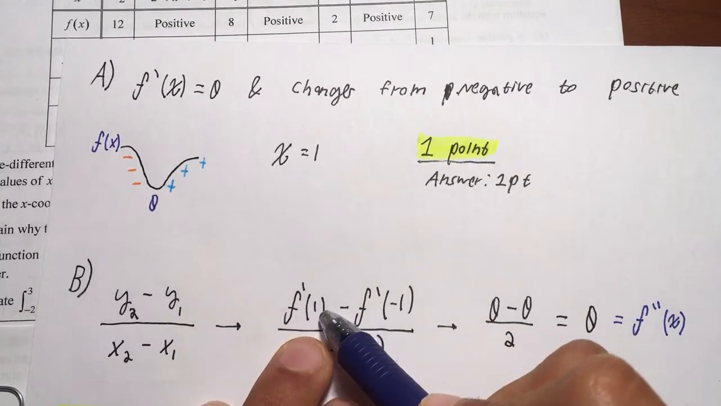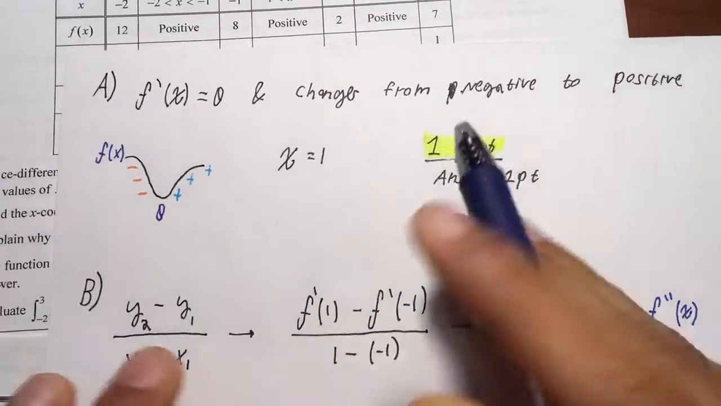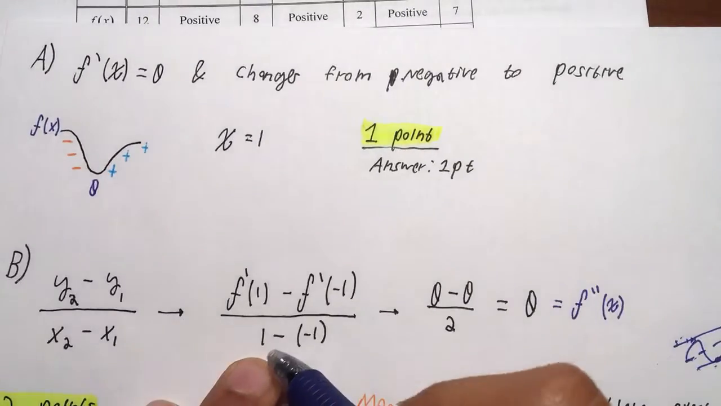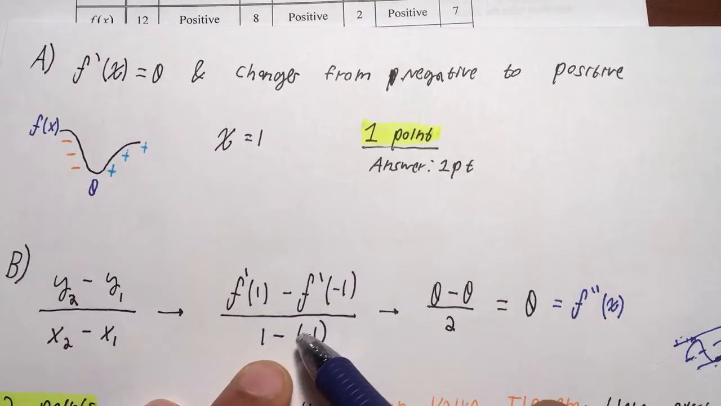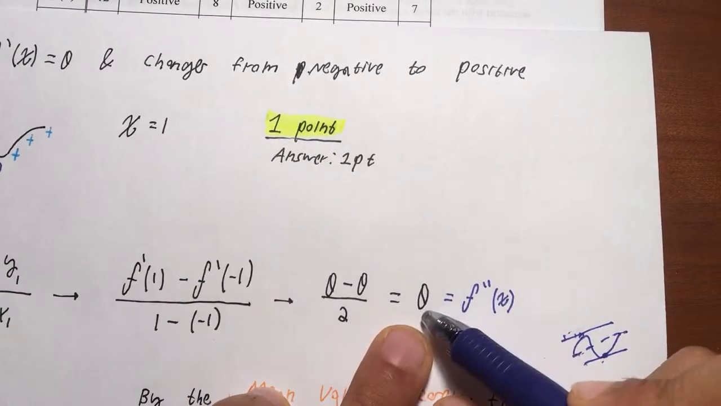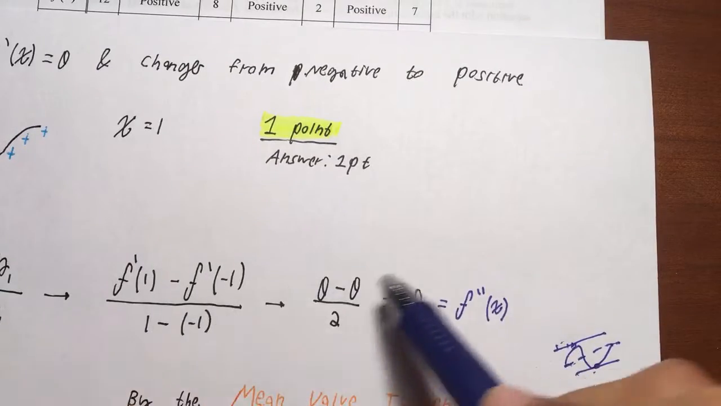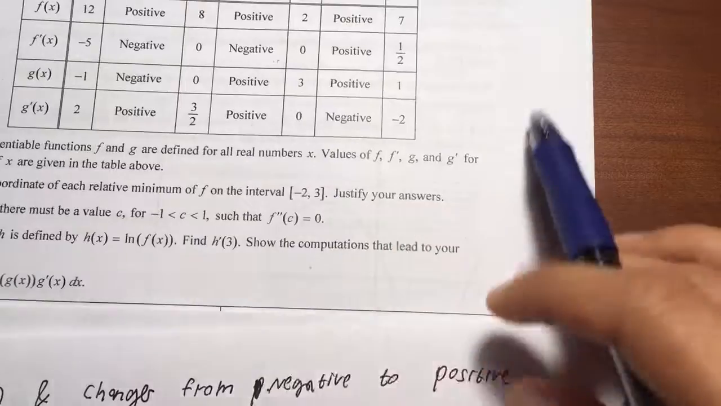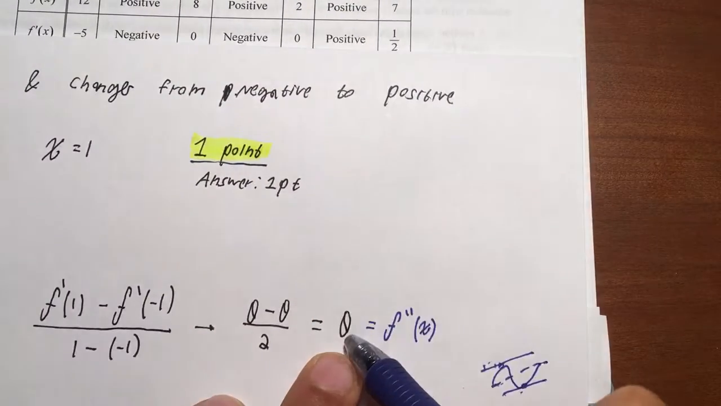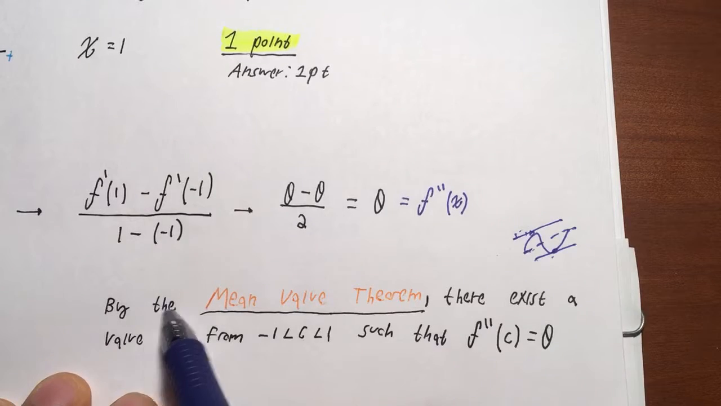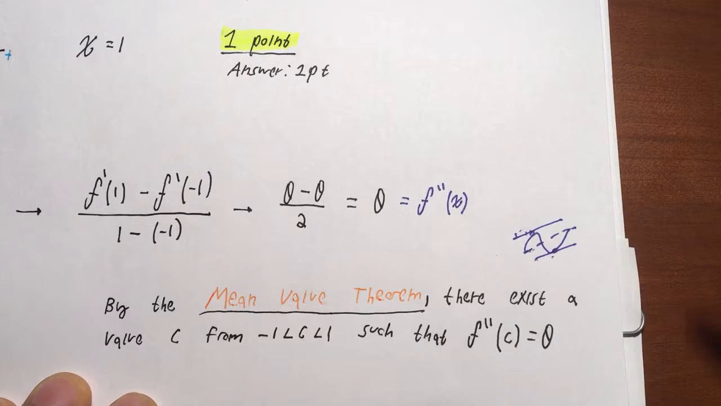So f prime of 1 minus f prime of -1, because remember, that's the interval we're evaluating from, divided by 1 minus -1. Ultimately, I get 0 over 2, or just 0, and that tells me that my average rate of change for f double prime between -1 and 1 is 0, and that matches up exactly. The reason why is the mean value theorem. That's a big theorem behind this.